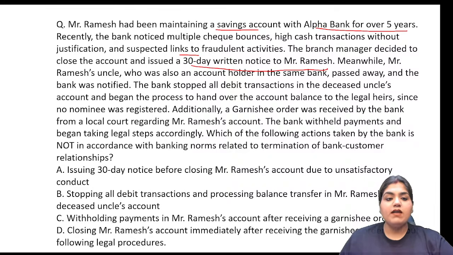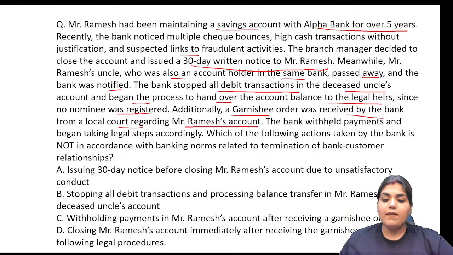Ramesh. Meanwhile, Mr. Ramesh's uncle, who also has an account in the same bank, passed away and the bank was notified. The bank stopped all debit transactions in the deceased uncle's account and began to hand over the account balance to the legal heir, since no nominee was registered. Additionally, a garnishee order was received by the bank from a local court regarding Mr. Ramesh's account. The bank withheld payment and began taking legal steps accordingly.